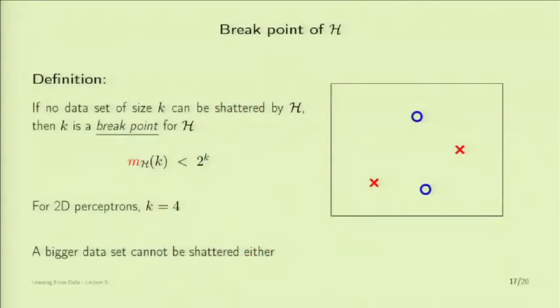Also, if you have a breakpoint, then every bigger point is also a breakpoint. That is, if you cannot get all possibilities on 10 points, then you certainly cannot get all of them on 11. If you could get all of them on 11, just drop one point, and you would have gotten all of them on 10. So let's look at the 3 examples and find what the breakpoint is.